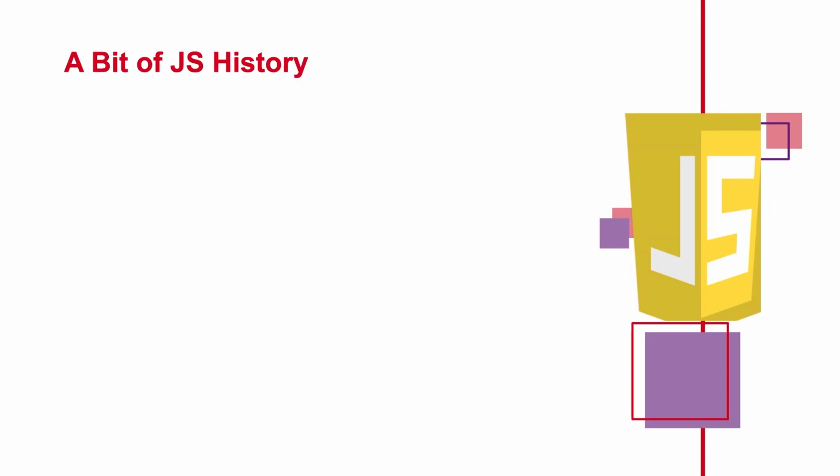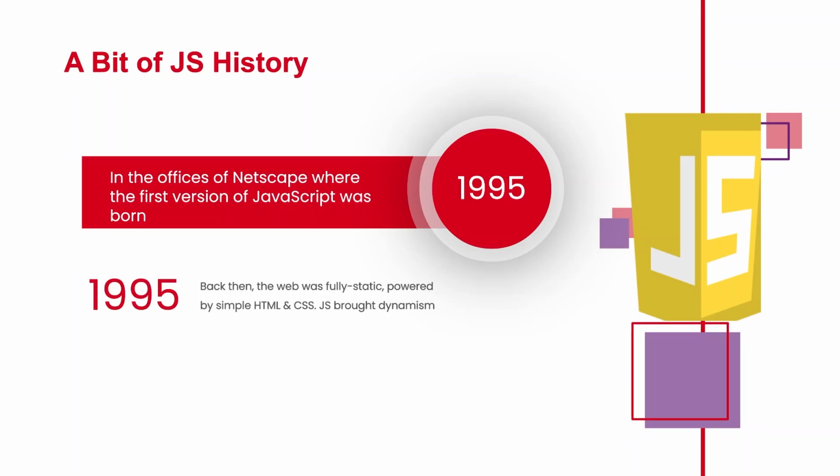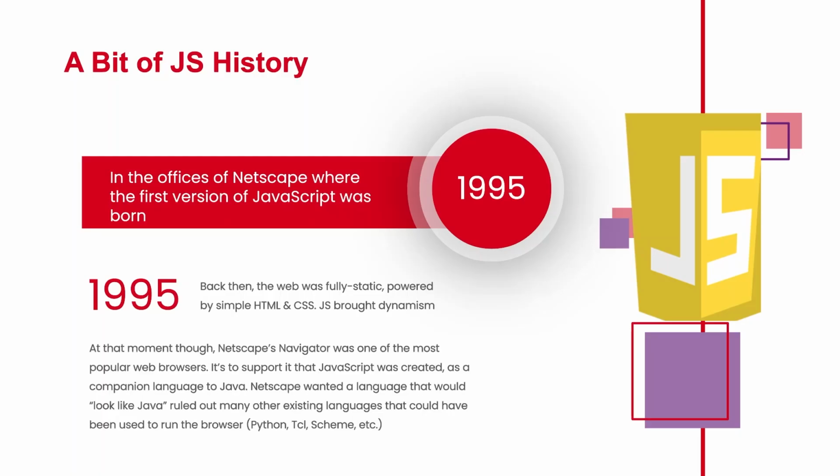Now let's go through a bit of JS history. In 1995, in the office of Netscape, the first version of JavaScript was born. Back then, the web was fully static, powered by simple HTML and CSS, and then JS brought that dynamism into the application. So that was the objective of JavaScript, to add some dynamism to your web applications.